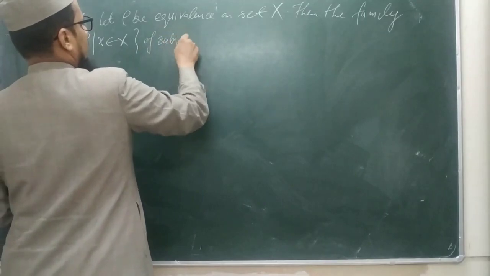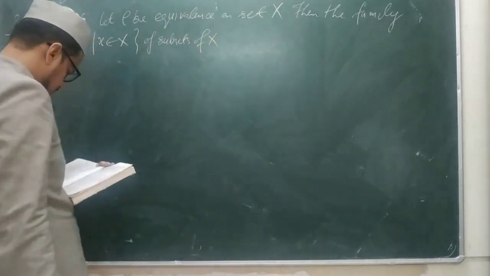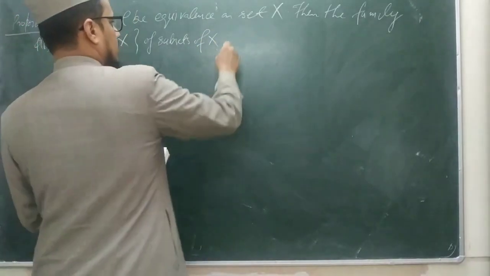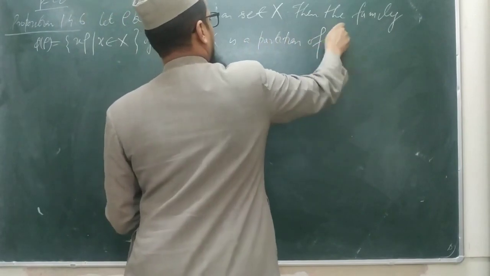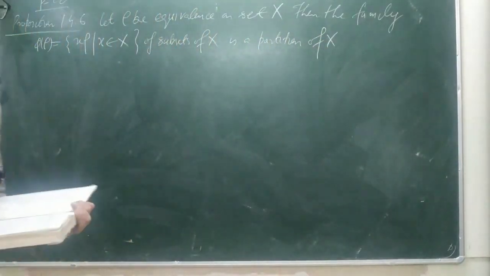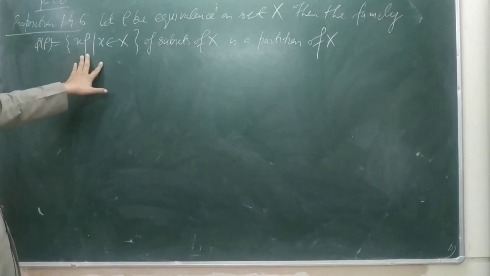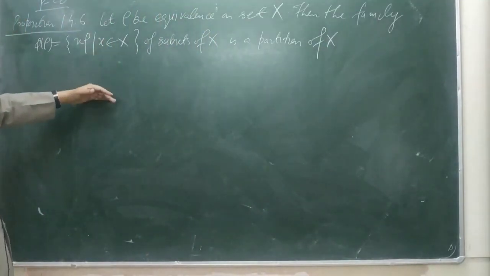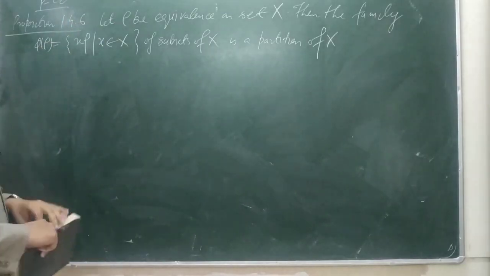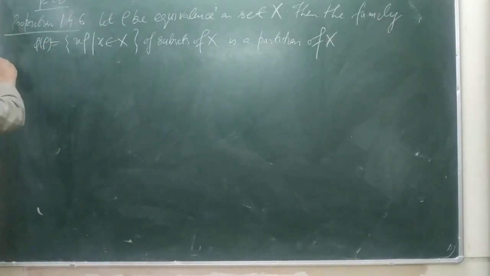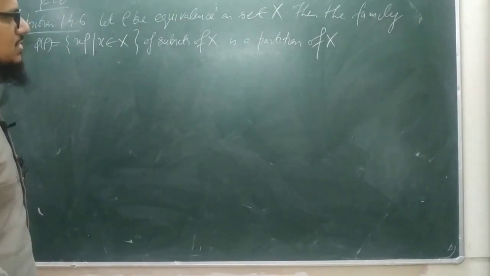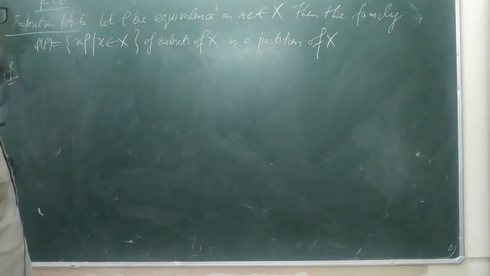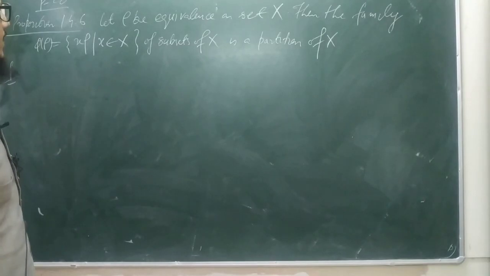Subsets of X is a partition of X. First, I will prove this fact. There are also some parts more, but first I will prove this. You see the proof. You have to prove that this family is a partition of X, correct?